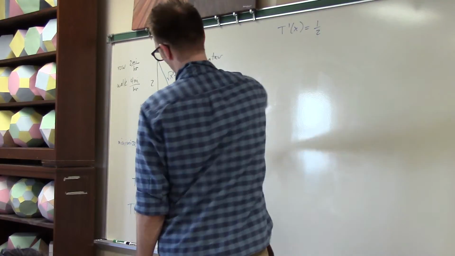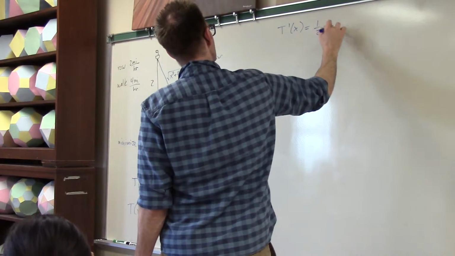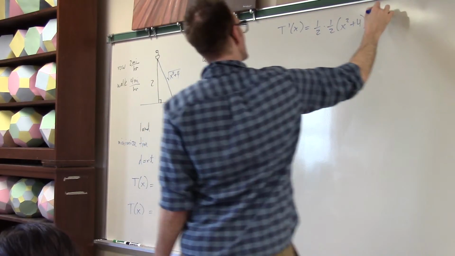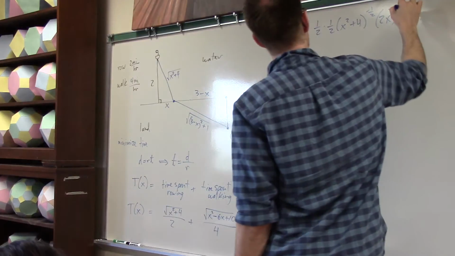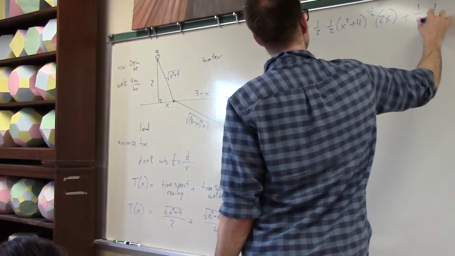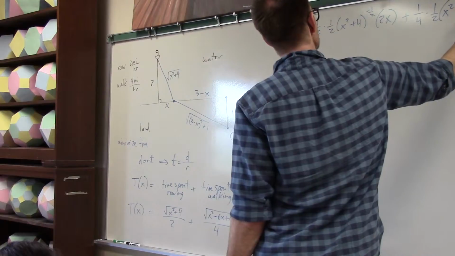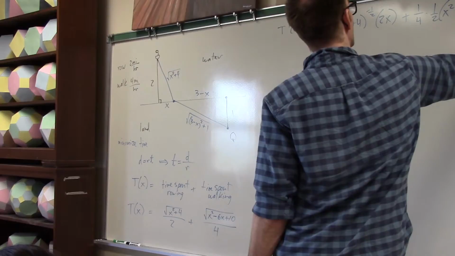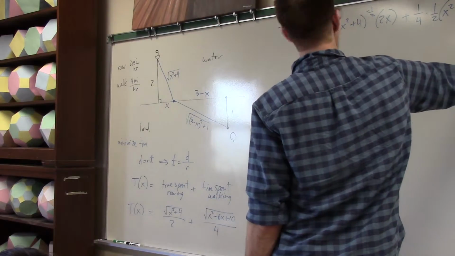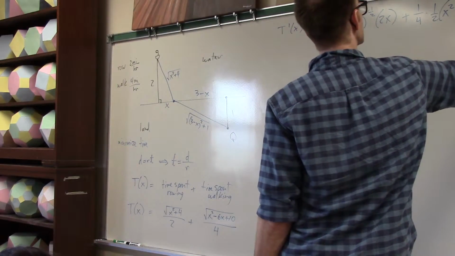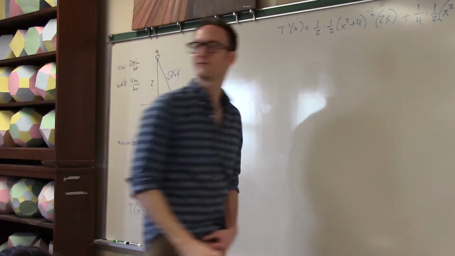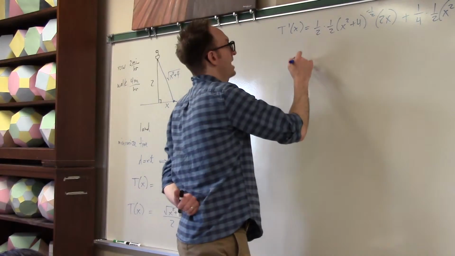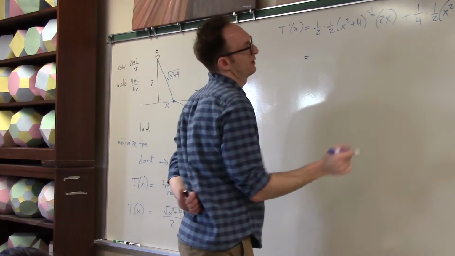So I have a 1/2 because of the thing in the denominator. And then I have another 1/2 times x squared plus 4 to the negative 1/2, times the derivative of the inside, 2x. Plus a 1/4 times a 1/2 times x squared minus 6x plus 10 to the negative 1/2, times the derivative of the inside, 2x minus 6. Now we have quite a lot of algebra to do to figure out when this is 0. I kind of just don't want to do this, but I guess I will.